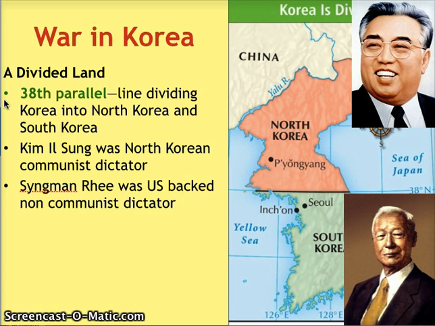What ends up happening, though, is when Japan leaves, we again see the spread of communism in the north. This, of course, leads to the establishment of communism in North Korea with the dictator Kim Il-sung. He is put there as sort of the communist dictator, while in the south we have Syngman Rhee, who was backed by the US and who was promoting democracy.